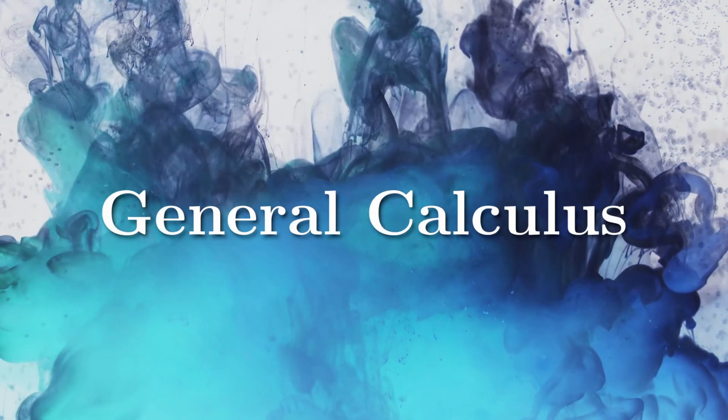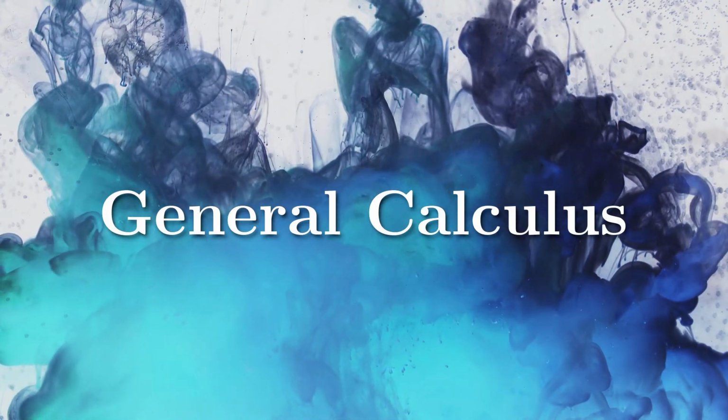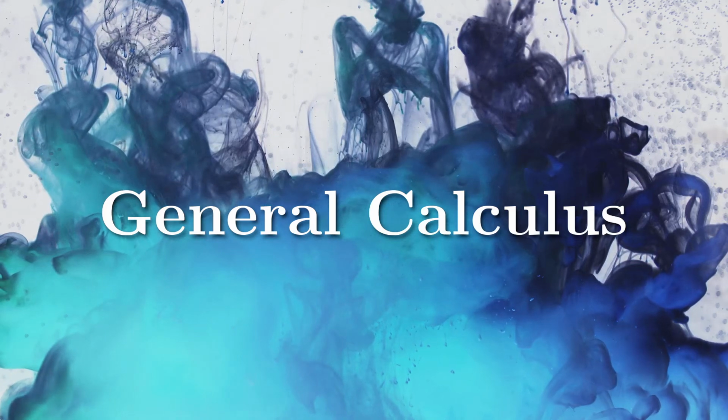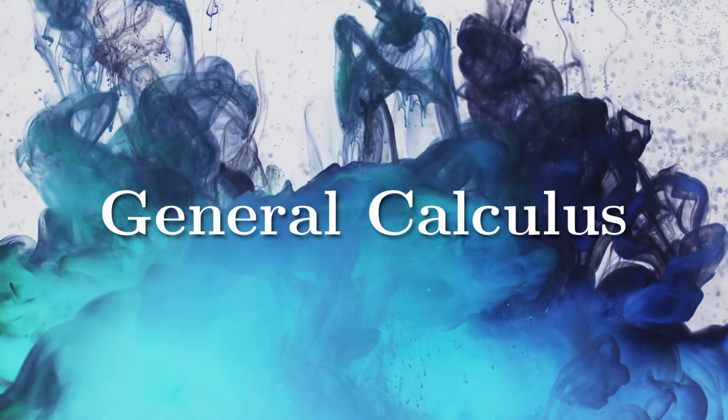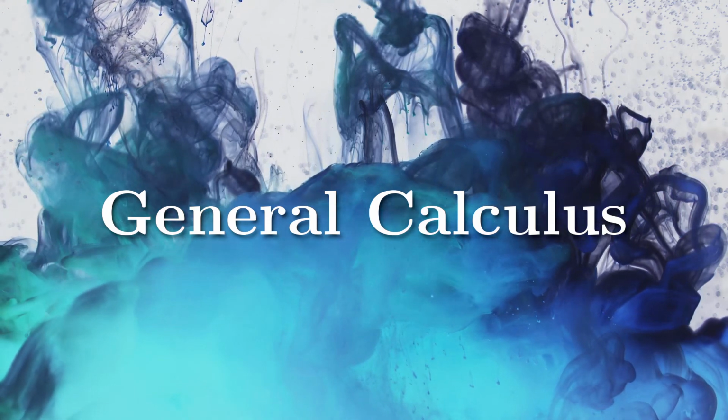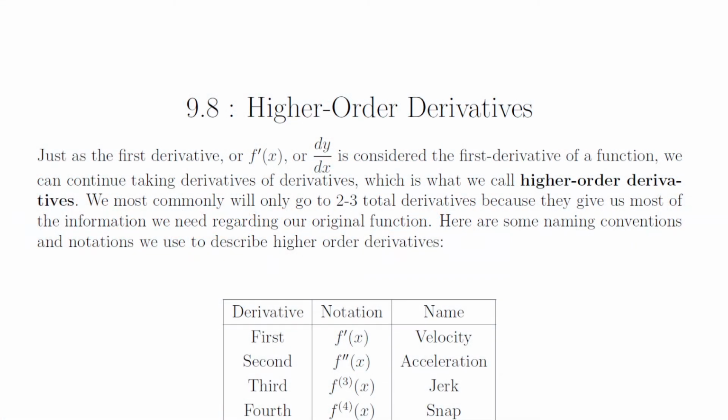All right, so today we're going to be jumping into our next section, which is section 9.8. And here we're really just going to be talking about higher order derivatives. For the most part, there's nothing outside the ordinary of what we've been doing up to this point. We're really just going to continue taking derivatives. So derivatives of derivatives, derivatives of derivatives of derivatives. You can kind of see where this is going.